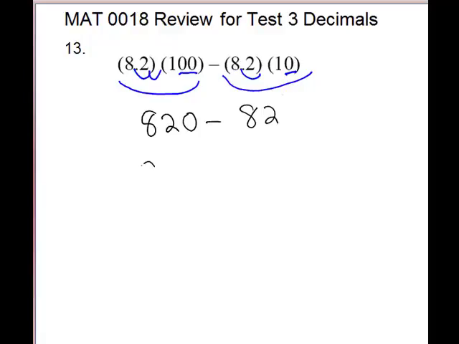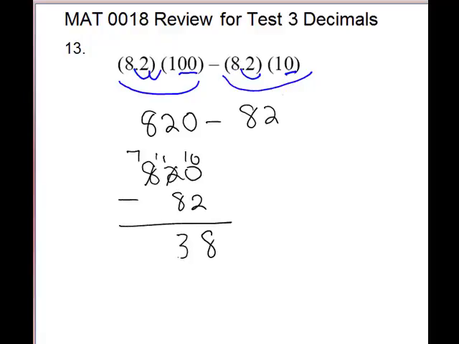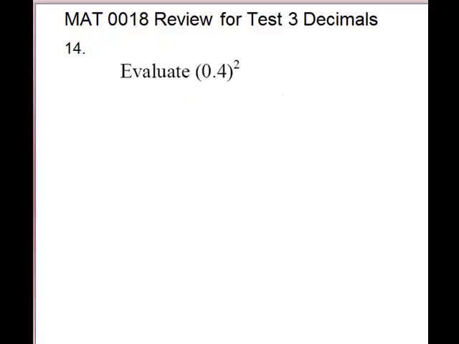So we have 820 minus 82. We have to borrow. So 10 minus 2 is 8, and we have to borrow again. 11 minus 8 is 3. 738. Next, we're going to evaluate 0.4 squared.